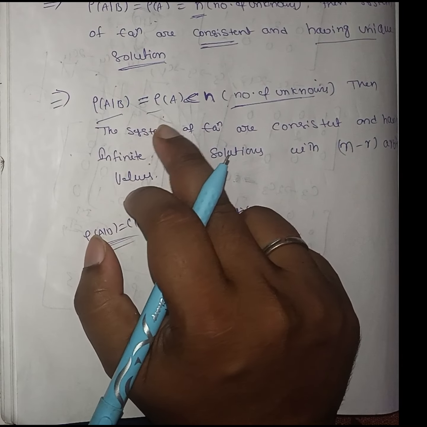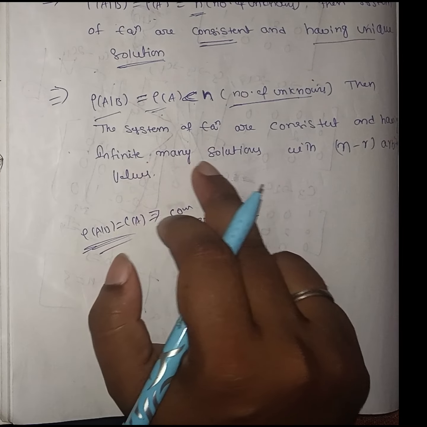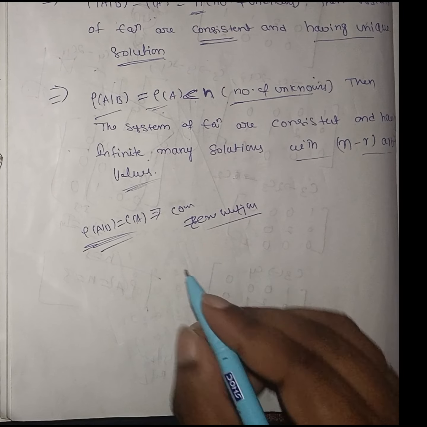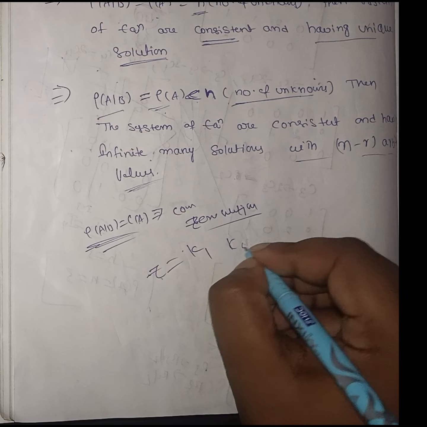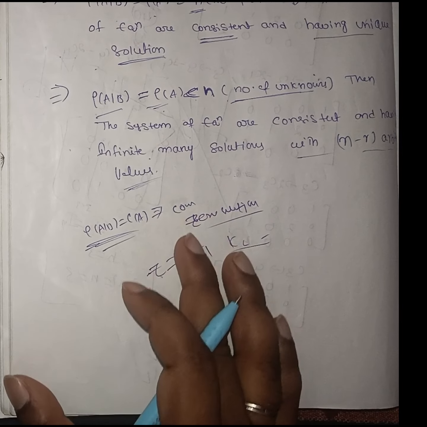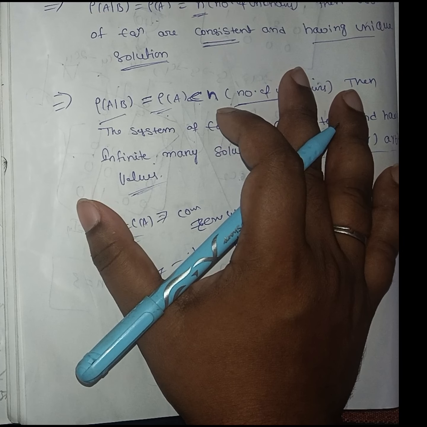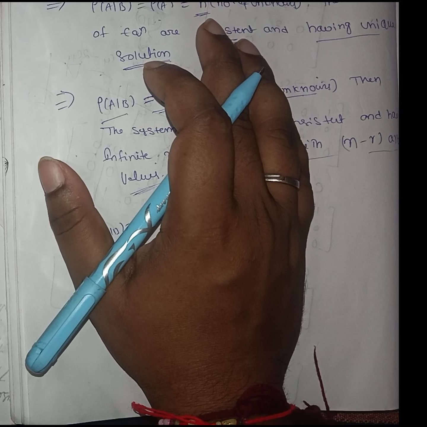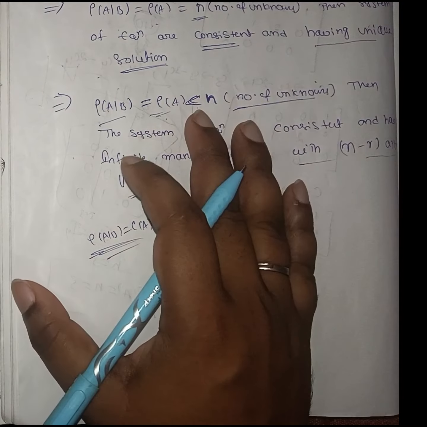If the rank of AB is equal to rank of A, less than n, then the system of equations is consistent and has infinitely many solutions with n minus r arbitrary values. Arbitrary values means we consider a variable equal to some arbitrary value k1, k2 like that, and it should not be 0. I'll explain in examples, you will understand better. In these videos, we will solve all these homogeneous and non-homogeneous equations using only the echelon form method. This method is also called the Gauss-Jordan method.